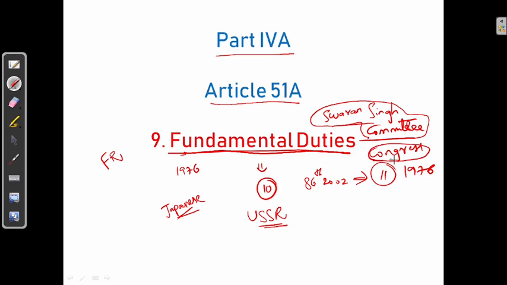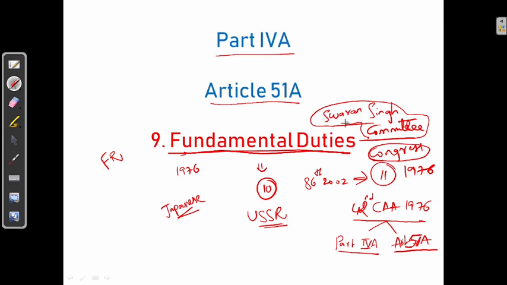Congress accepted the recommendations of the Swaran Singh committee and enacted the 42nd Constitutional Amendment Act of 1976. This included Part 4A of the Constitution, which consists of only one article, that is Article 51A.